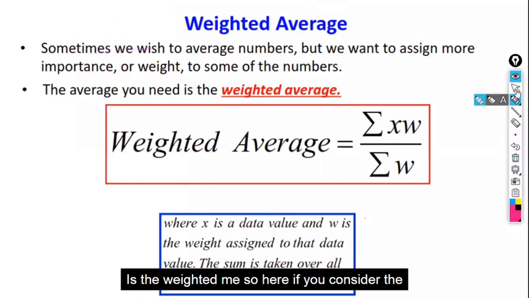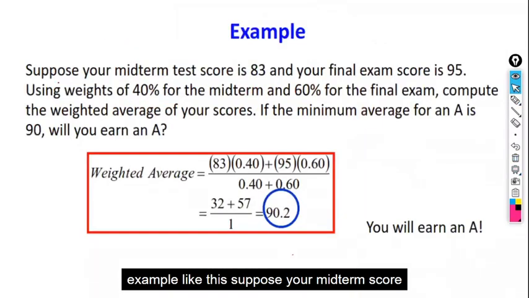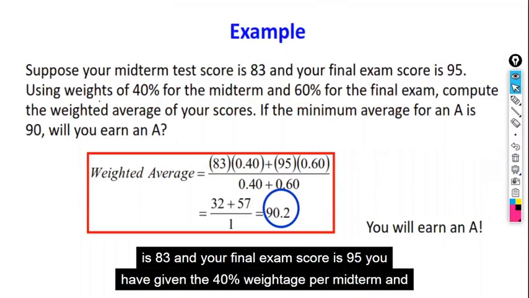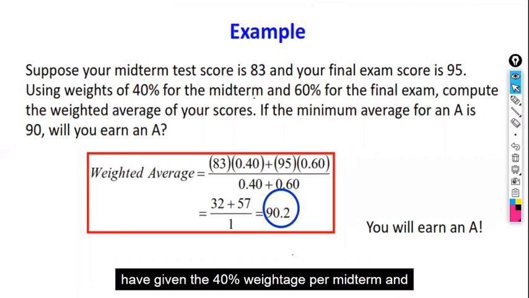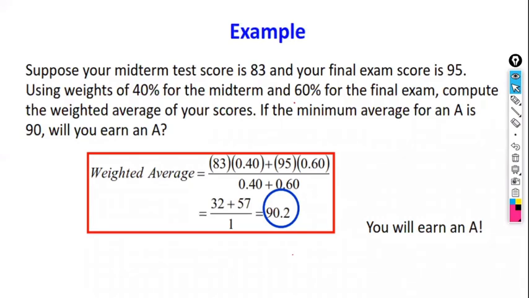Here, consider an example: suppose your midterm score is 83 and your final exam score is 95. You have given 40% weightage for the midterm and 60% weightage for the final one. The total of the weights should be 1.